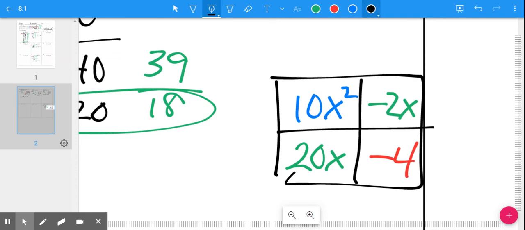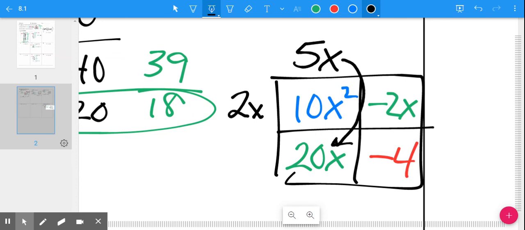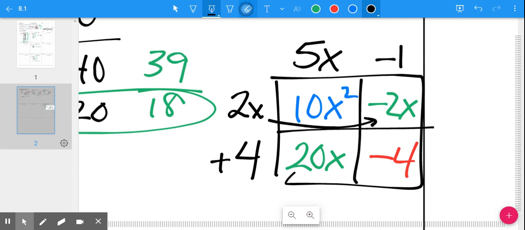So the second thing I notice is that I can make a 10 by doing 5 times 2. 5 goes into 20, so I'm going to put my 5x up top. And then the 2x on the side. And we're going to see if that works. So 5x times what makes 20x? A positive 4. And then 2x times what makes negative 2x? That'd be a negative 1.